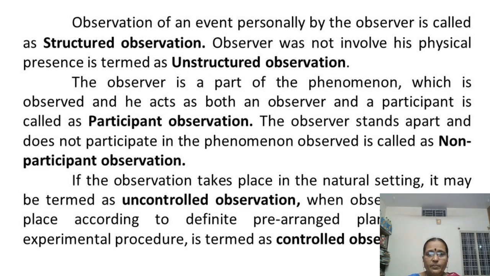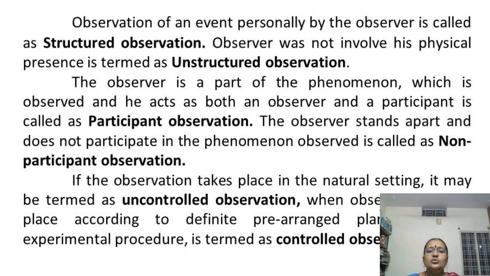Observation of an event personally by the observer is called structured observation. Where the observer is not involved in his physical presence, it is termed as unstructured observation. Next one, the observer is a part of the phenomenon which is observed and he acts as both an observer and a participant, is called participant observation. The observer stands apart and does not participate in the phenomenon observed, is called non-participant observation.